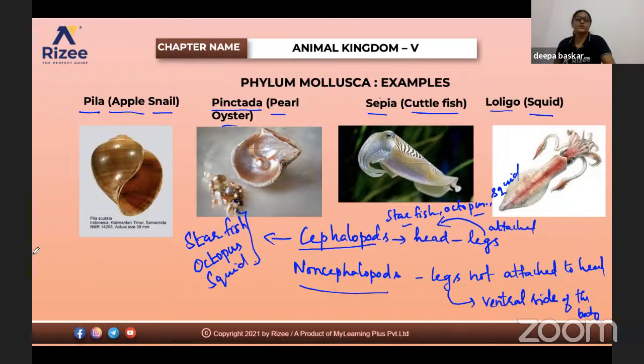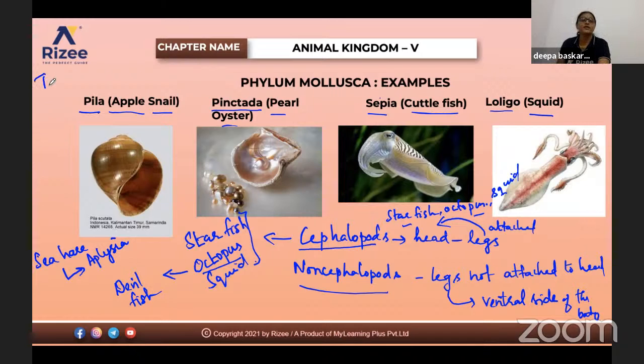Yes, octopus. What is the scientific name for octopus? Sorry, the scientific name is Octopus and the common name is devilfish. Devilfish is octopus. And one more example is sea hare, and the scientific name is Aplysia. Okay, and one more is tusk shell.